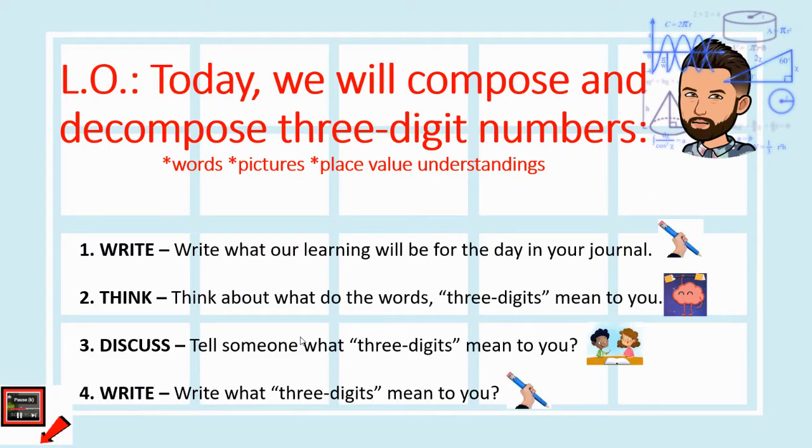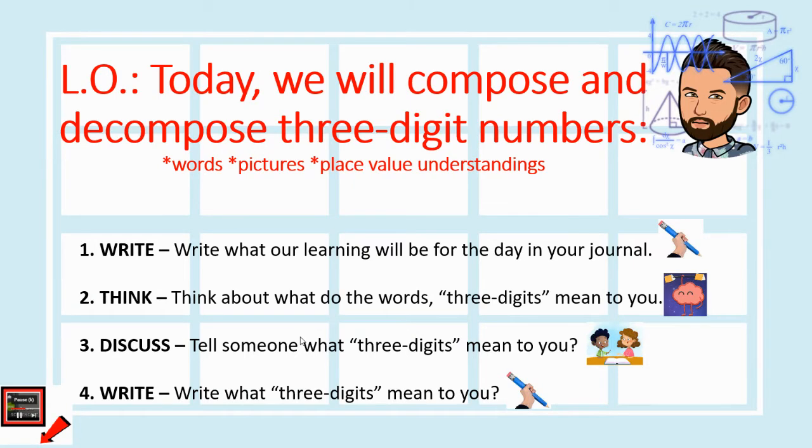As always, we have our learning objective and 4 tasks for you. So today we will be composing and decomposing three-digit numbers. We're going to be working with those words, pictures, and again, place value understandings. And it might sound similar to what we did before because we did 2 digits, well now we're doing 3.